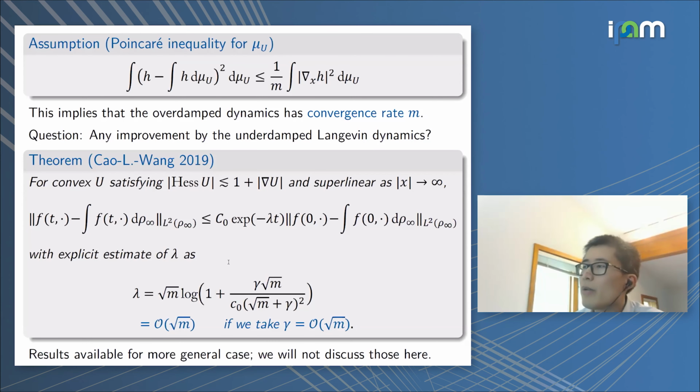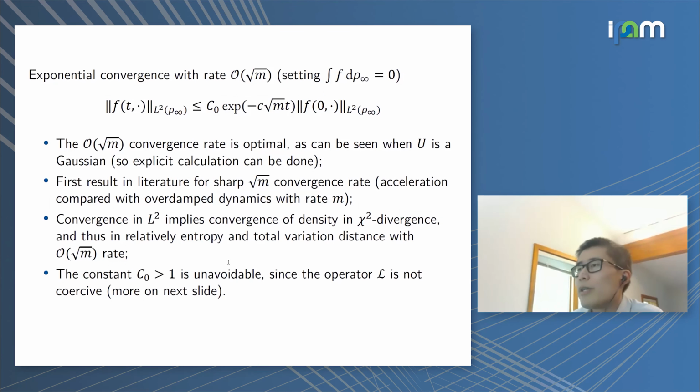Okay, so let me discuss a little bit this result. So this is essentially the thing we established. Now for simplicity, I set the constant to be 0. Okay, first of all, I should say that this order root M result is optimal. There is no way to improve beyond this, because we can do explicit calculations when U is simply a Gaussian, even in one dimension, and you can explicitly calculate that the convergence rate is proportional to root M. So this is the fastest thing that you can get.